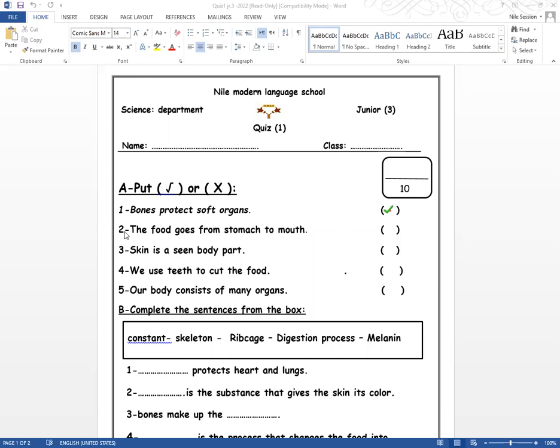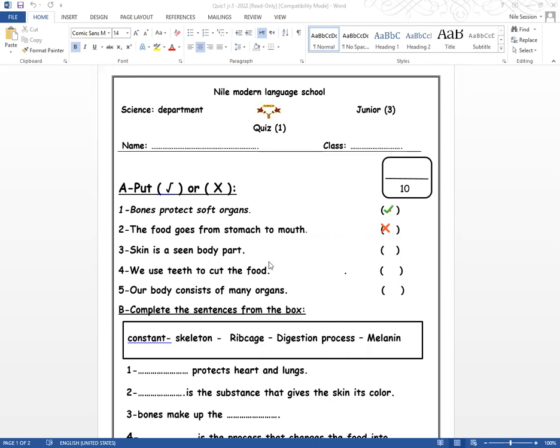Number 2, the food goes from stomach to mouth. When we start to eat, we put food in our mouth. So the food goes from mouth to stomach. So the food goes from stomach to mouth? No. So it's wrong.